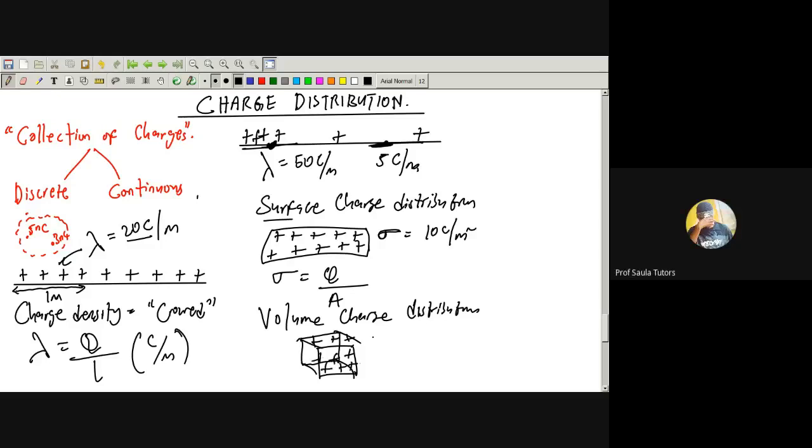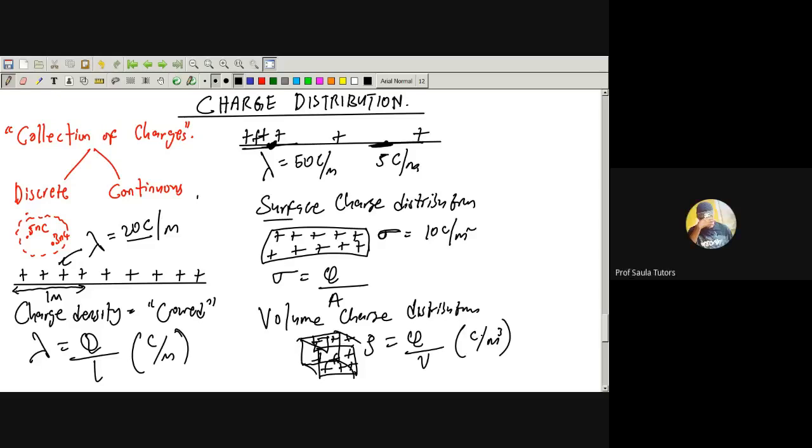Now, take note that the formula is charge divided by your volume, V, and this is in coulomb per meter cube. So if I calculate the volume charge density and I get something like 20 coulomb per meter cube, it means that for every 1 meter cube of volume you pick, you are going to be having 20 coulomb. Is that clear? Yes, sir.